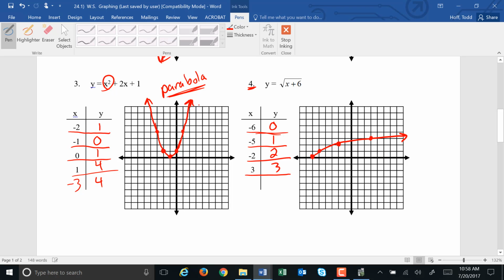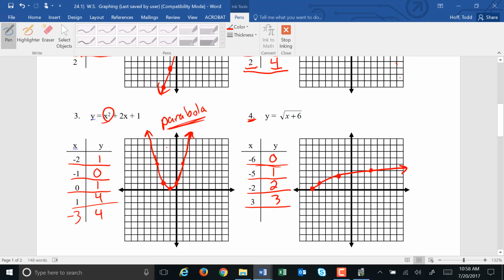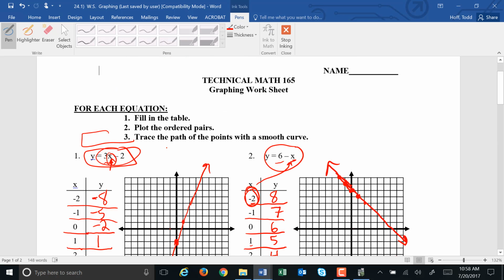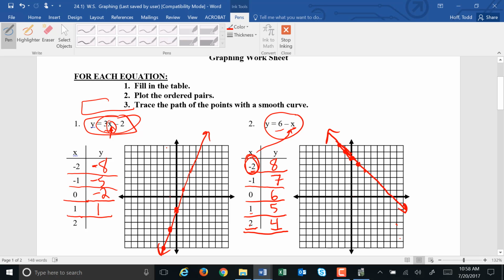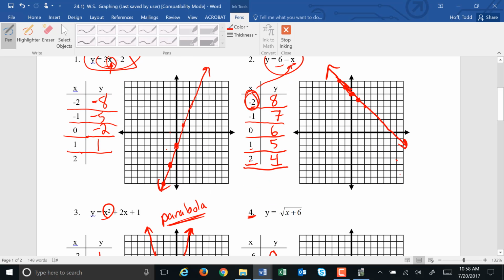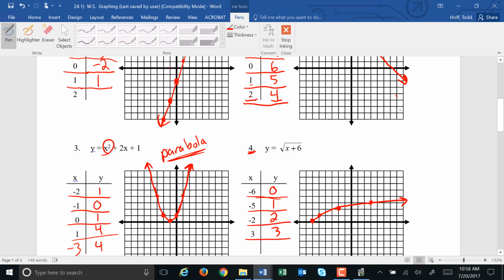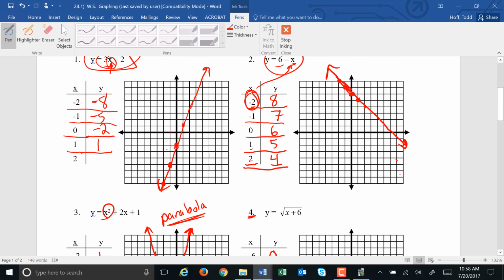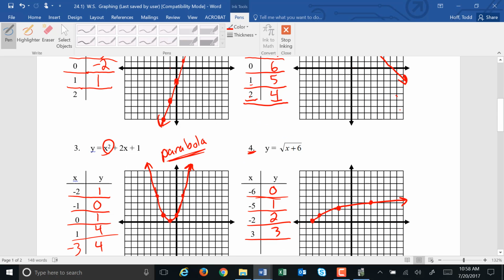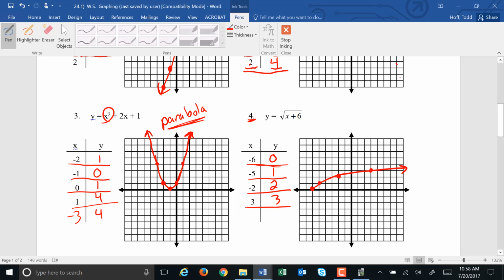Now, I'm going to point something out here. On all of these graphs here, 1 and 2, and on 3, what did I do at both ends of the curve? Put arrows. Good. On number 4, what did I do? Yeah, I put an arrow on one end, but not the other. Can anybody think of why that would be? It has to start there.